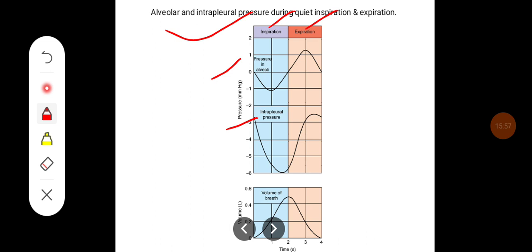So around 500 ml of air is taken into the lungs. That is tidal volume.